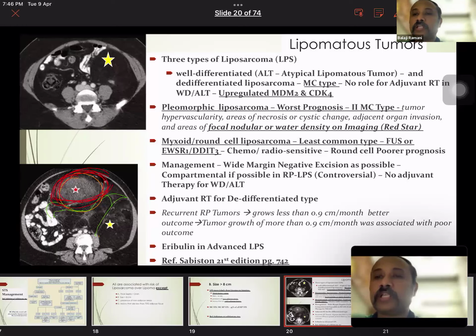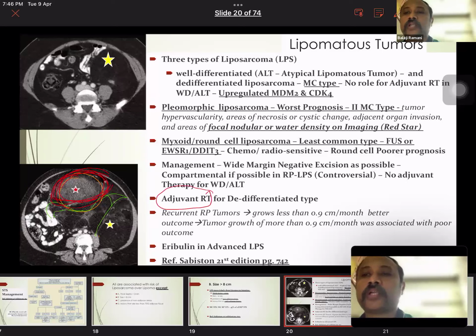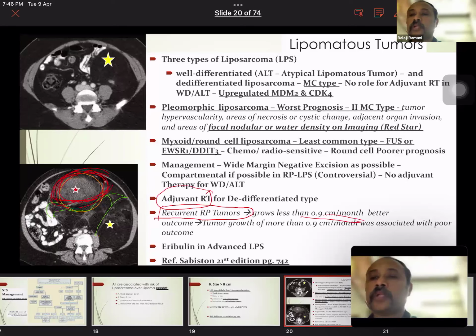Now for dedifferentiated types, whenever you have pleomorphic, dedifferentiated, myxoid round cell, in all of these you can consider going in for adjuvant radiation. Now, recurrent retroperitoneal tumors with growth of less than 0.9 centimeters have a better outcome, and tumor growth of more than 0.9 centimeters is associated with a poorer outcome in retroperitoneal soft tissue sarcomas.